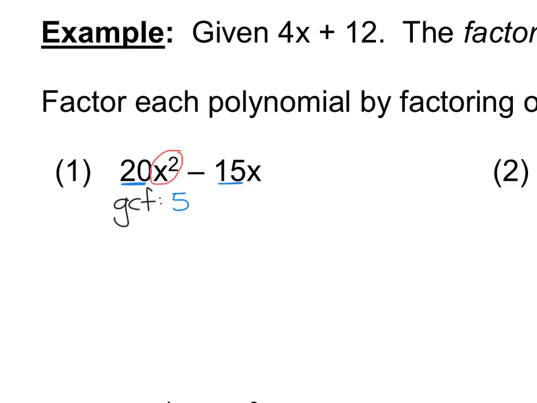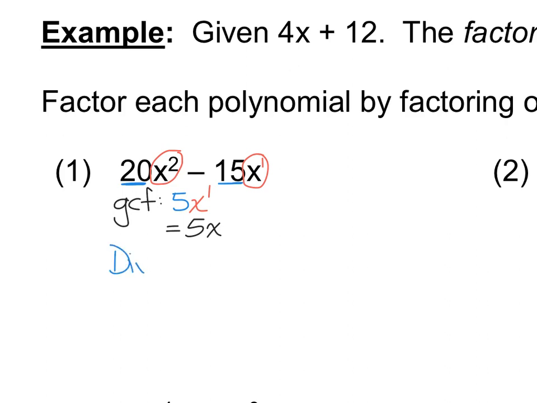Now I have an x making up both parts of my expression. Each term has an x in it. So my GCF should have an x in it. I need the lowest power from any x that exists in my expression. So to the first power, because my lowest power is a 1. You don't actually have to write 5x to the first. You can just write 5x. But that's our GCF. That's the first step in the process.